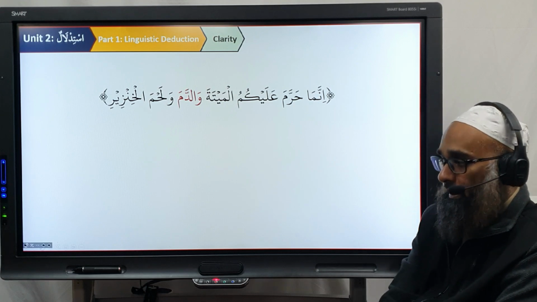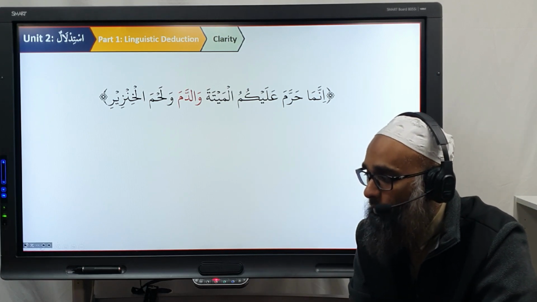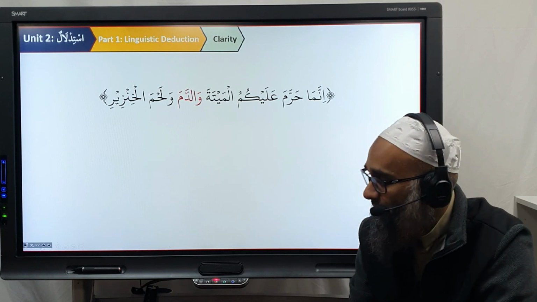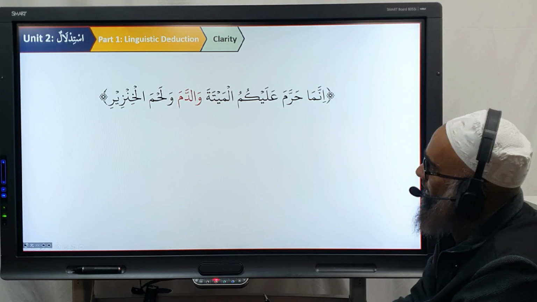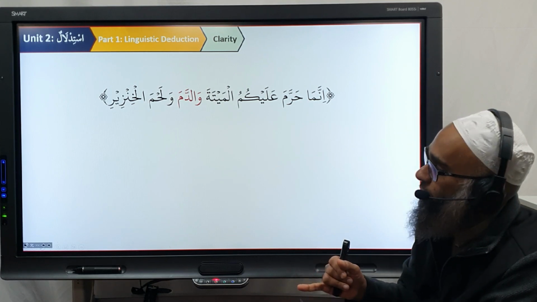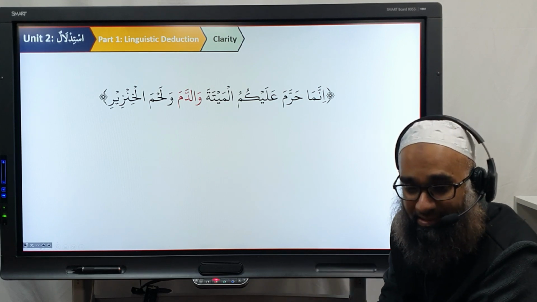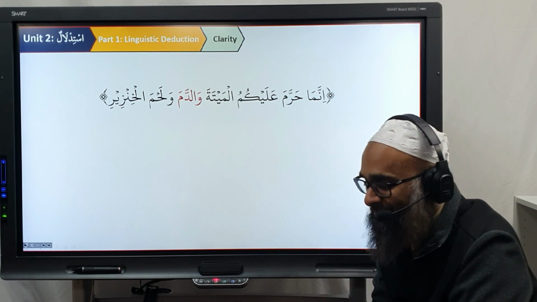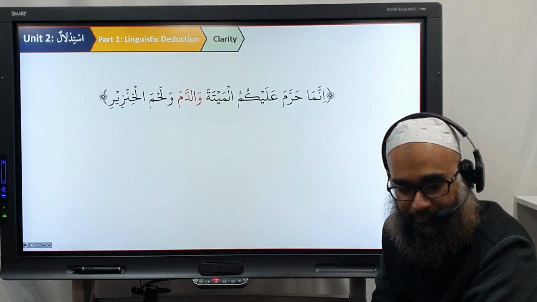Like this example in here now. إِنَّمَا حَرَّمَ عَلَيْكُمُ الْمَيْتَةَ وَالدَّمَ وَلَحْمَ الْخِنْزِيرِ. In this verse, the word dam is mutlaq. Allah says, we have made dead carrion, dead animals haram for you. We have made pork, lahm al-khinzir, haram for you. And we have also made dam, blood, haram for you. Correct? It's also made what? Blood haram for you, ad-dam.